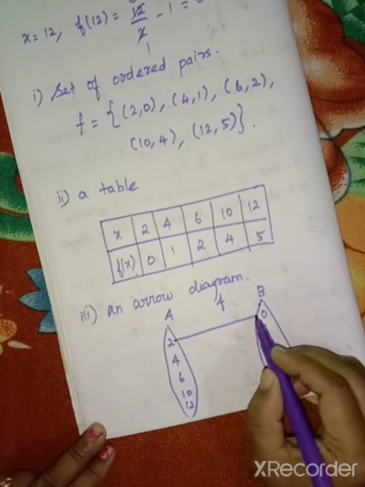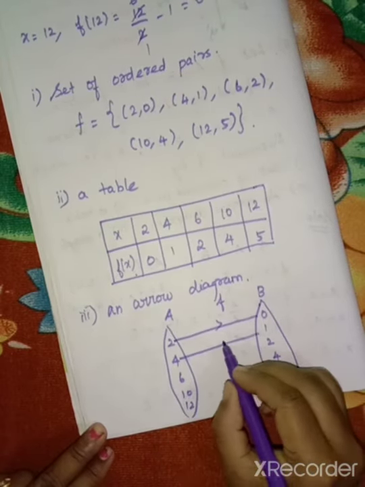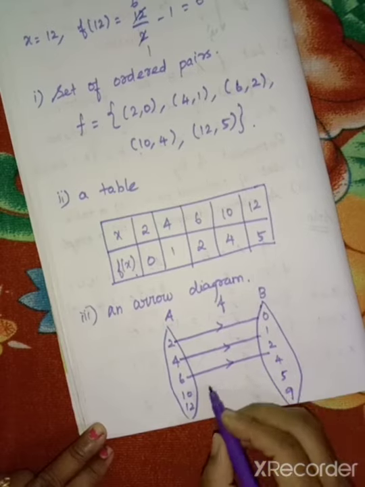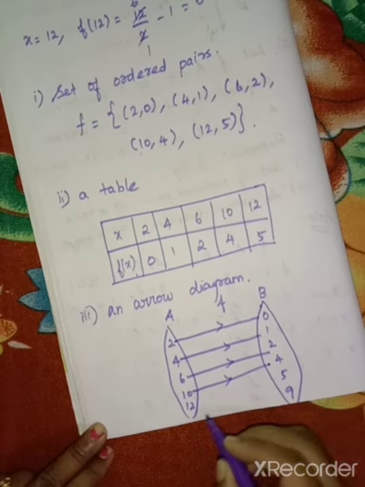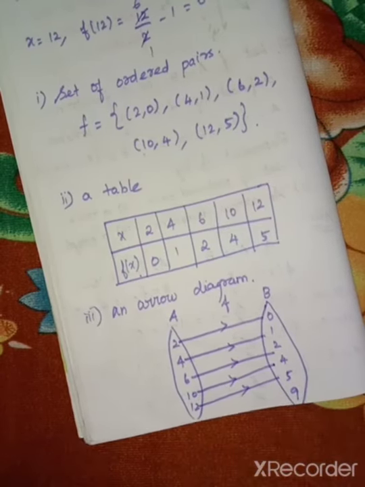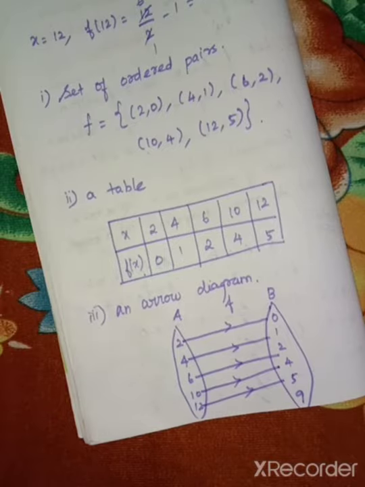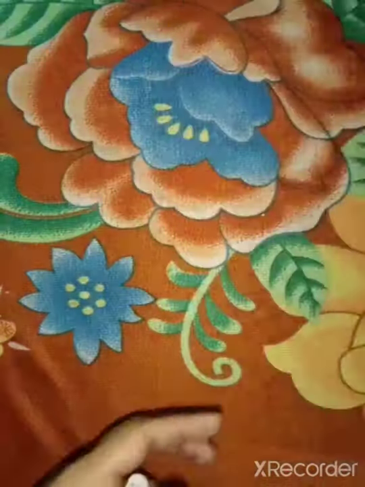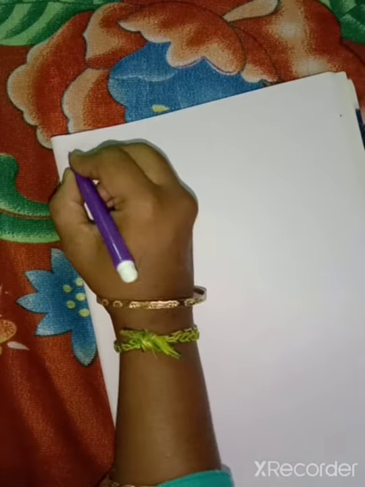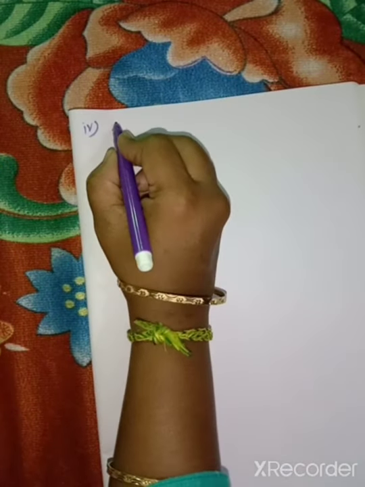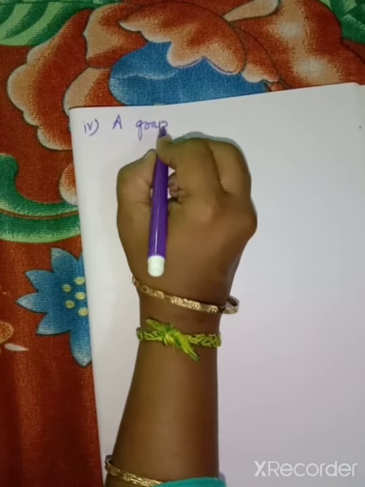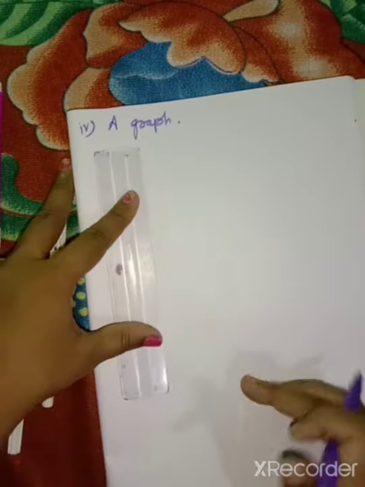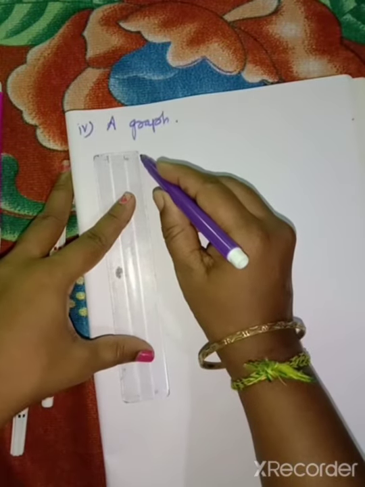So 2 to 0, 4 to 1, 6 to 2, 10 to 4, 12 to 5. This is your arrow diagram. Then at last, the fourth one is a graph. For the graph you have to draw the lines. Both the values are positive.